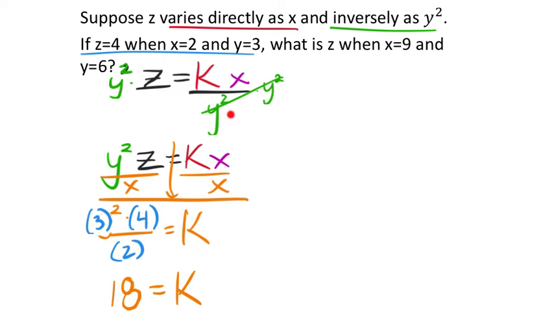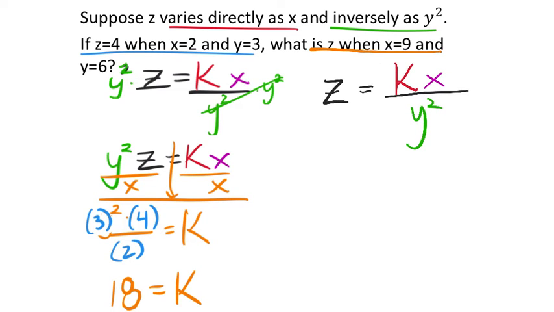So I've got to go back to this original. I'm going to write it again. No, I didn't forget the square this time. So z equals kx over y squared, and we have those values. I'm doing it in orange. It says solve for z when x is 9 and y is 6.